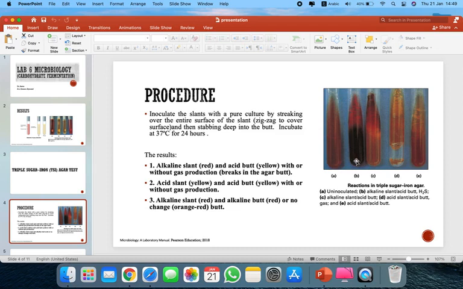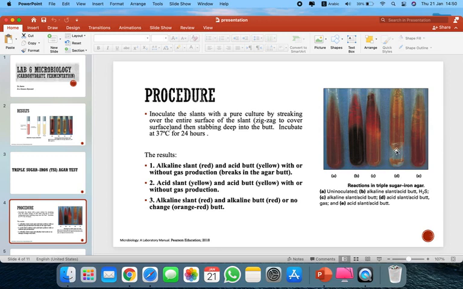Here you will have three results. First, alkaline slant, red, and acid butt, yellow, with or without gas production. I have to focus on breaks in the agar butt. Here is the gas. So here, for example, this is yellow and this is red, and as you can see here, there is no gas. If there is gas, you will see the breakage here.